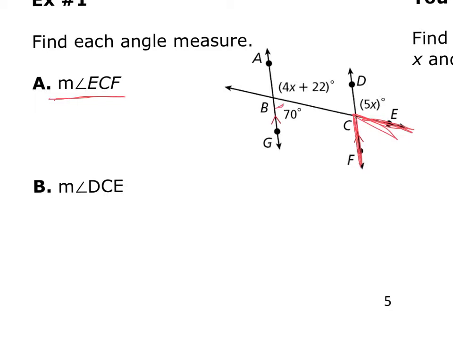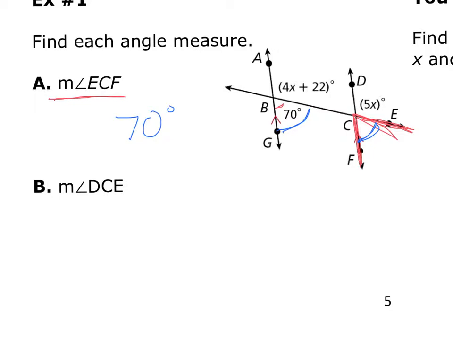Which one of our terms can we use to find ECF? We can see that this angle should be congruent to this angle by the corresponding angles theorem. So ECF must be 70 degrees. Some of them are fairly simple.